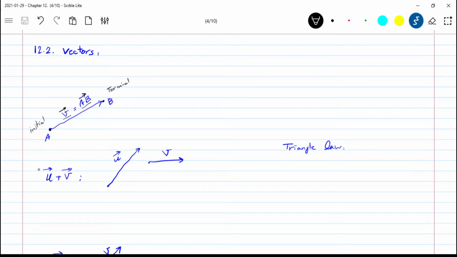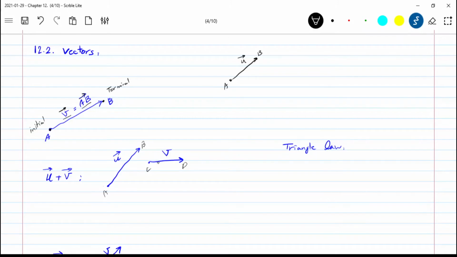The question is, how do we add 2 vectors? So let's say you have 2 vectors, vector U and V, how do you add? So you have vector U starting from A to B, for example. This is vector U. Vector V does not need to start from B. It could start from C and go to D. Let's say this is from A to B and C to D.